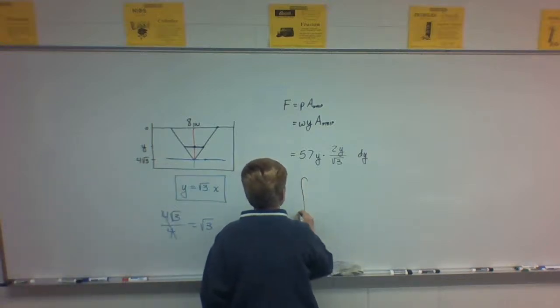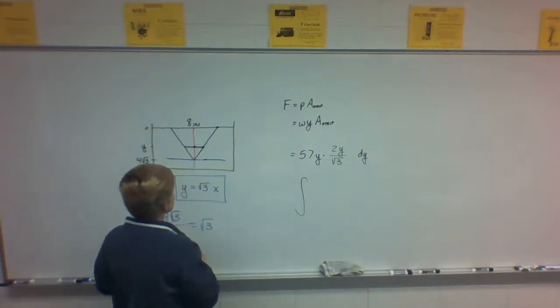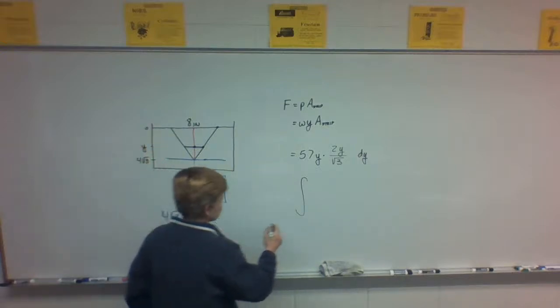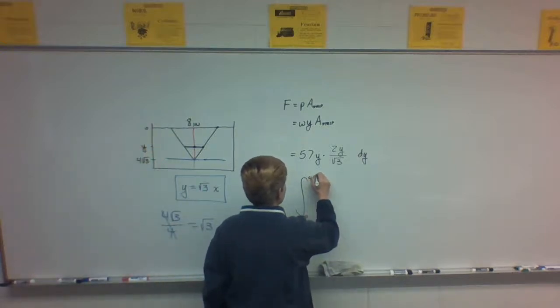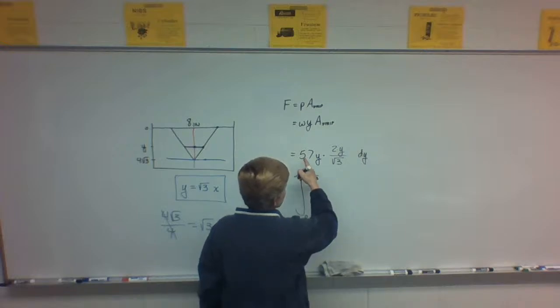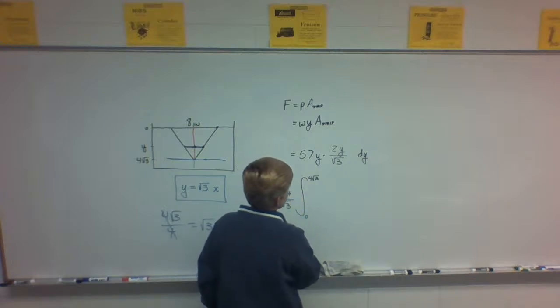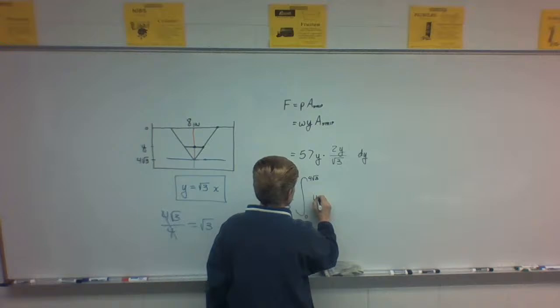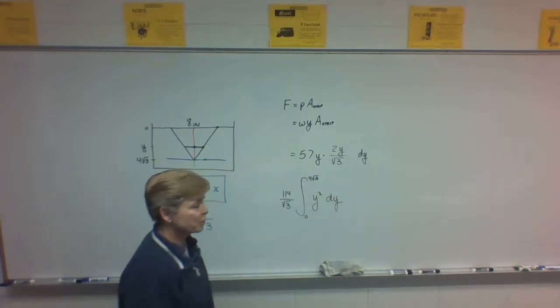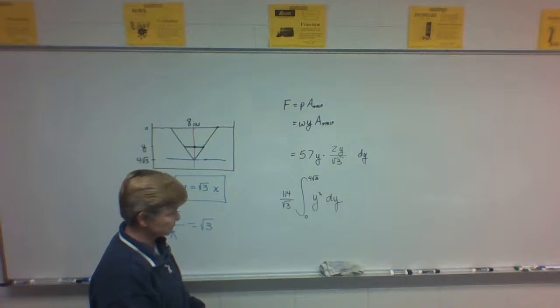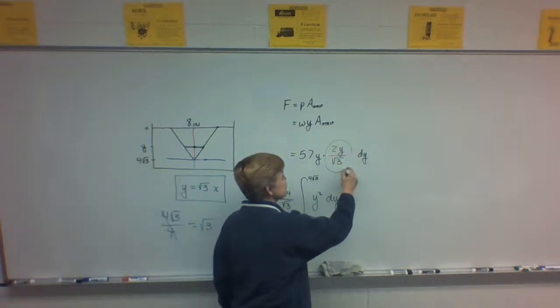Integrate from where to where? 4 root 3. 57 times 2 divided by root 3 would be 114 over root 3, y squared dy. The integral's not too bad. It's this that is killer.